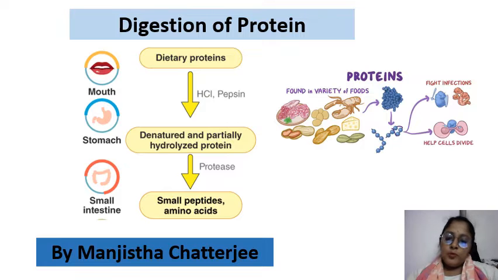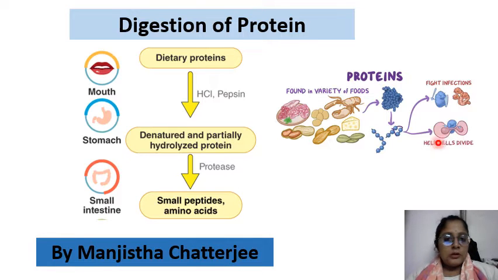From protein food, we all know that we get protein either from the animal variety, maximum the animal variety, and also the plant variety. The animal variety of protein is more complex and the plant variety a little bit simpler. Both of them help to fight infection and they help in cell division.